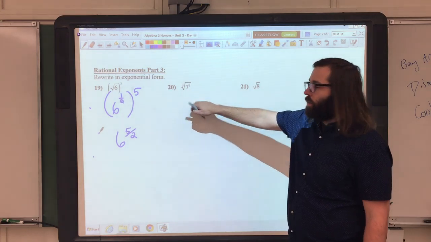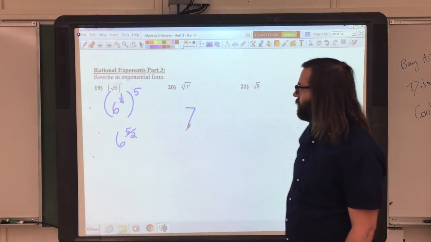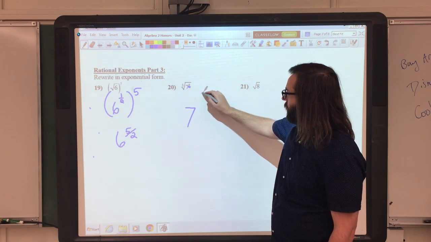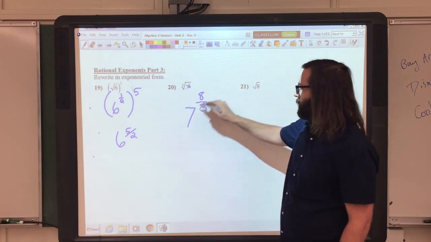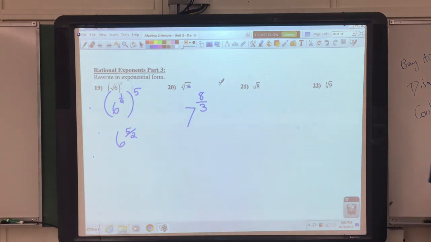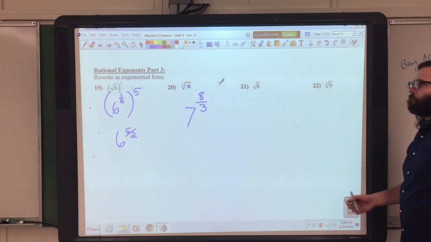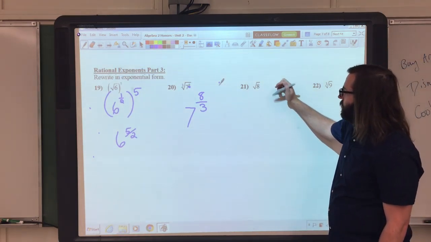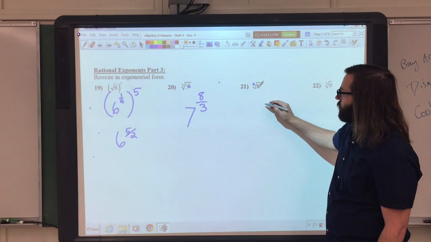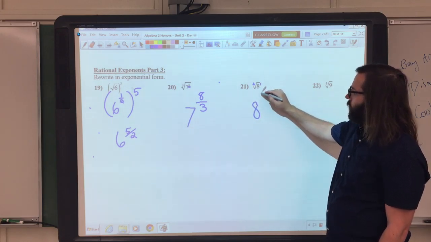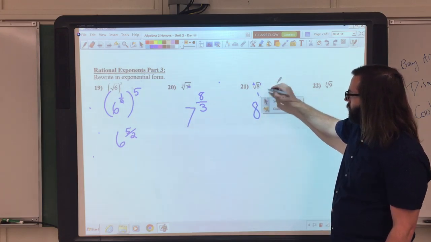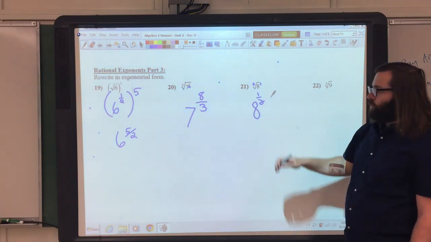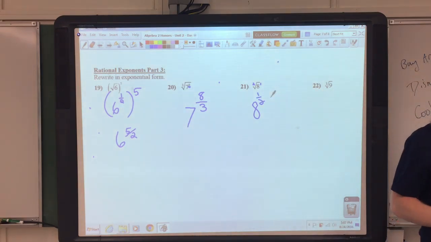We rewrite this one. Remember, we have our base. This number is in our numerator, so 8. And then there's our denominator, 7 to the 8/3 power. For this one, this is really a 1 in here, and that's really a 2. So you have your base. The 1 is your numerator, 2 is your denominator. So this is 8 to the 1/2 power.